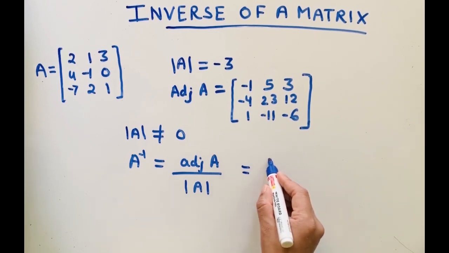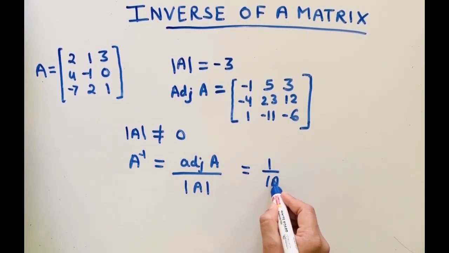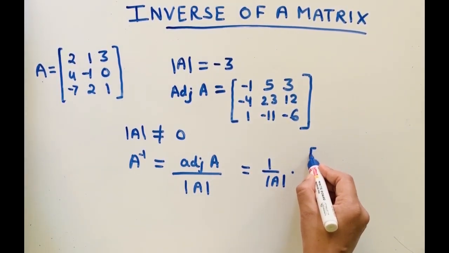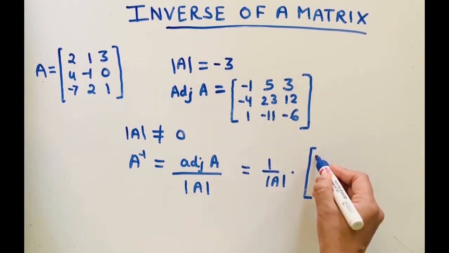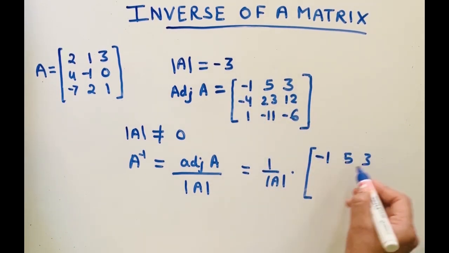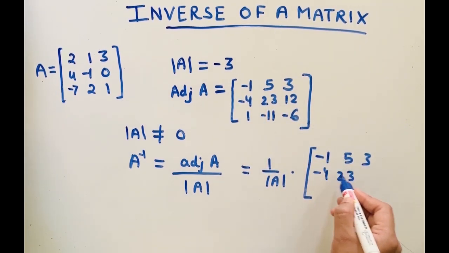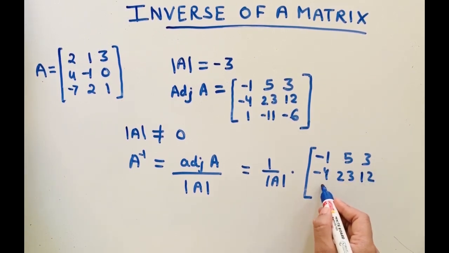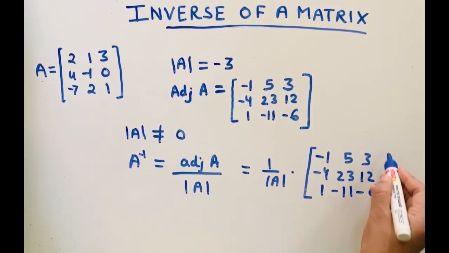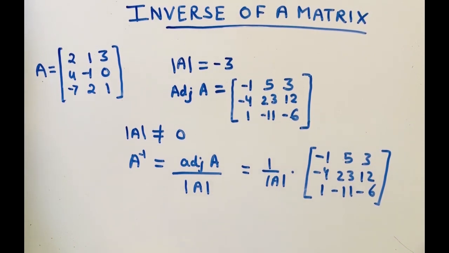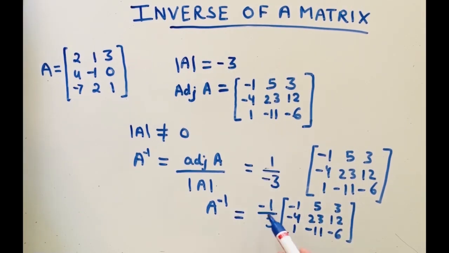So here it can be written as A inverse equals 1 by determinant of A into this matrix, that is -1 5 3, -4 23 12, 1 -11 -6. So this is that one, and here in the place of determinant of A you can put the value. So here your A inverse is this. So I hope all of you are getting.